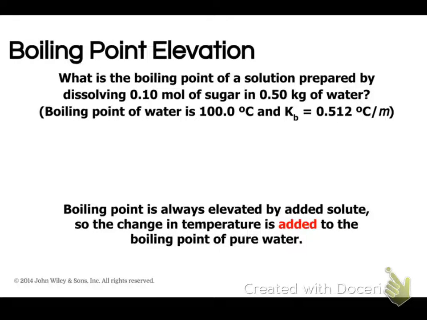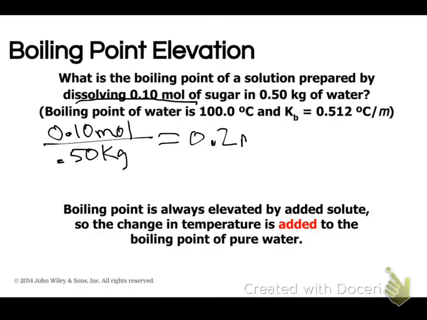So, boiling point elevation problem. It says, what is the boiling point of a solution prepared by dissolving 0.1 moles of sugar? Sometimes they might have given us grams and then I have to calculate moles, but this time they gave us moles already. So I'm just going to plug that into our formula for molality because I know I need it. And then they give us 0.50 kilograms of water. So they've already kind of done the conversions for us in this problem. So 0.1 divided by 0.5 is going to be 0.2 molality. Okay, so that's step 1, figure out the molality.